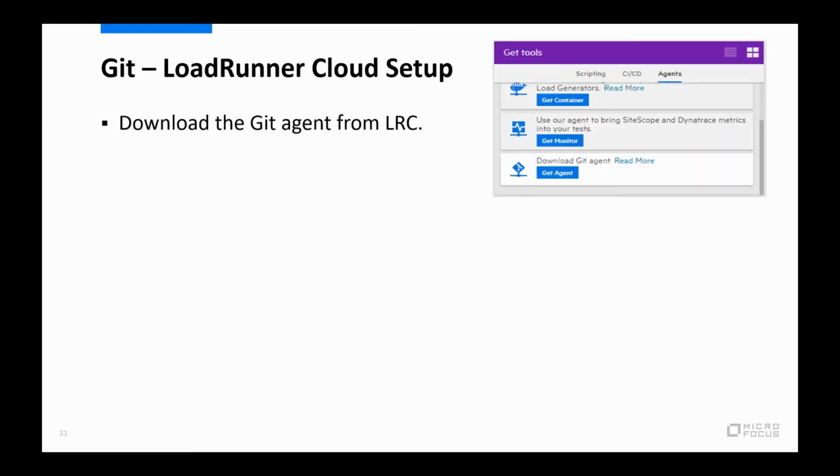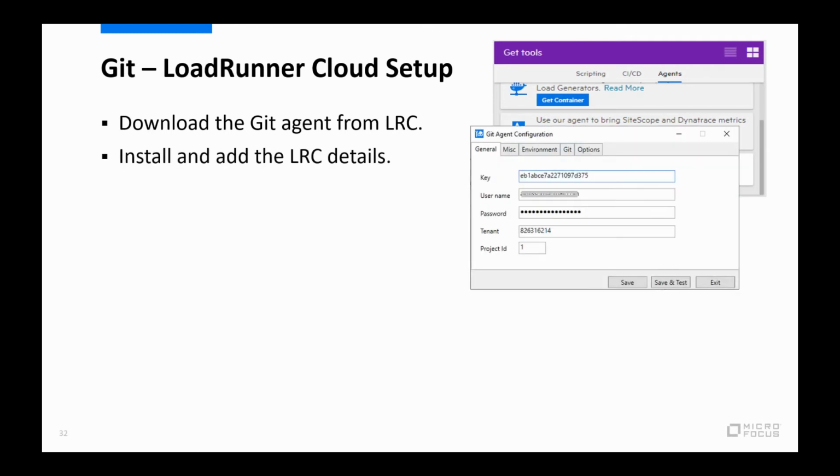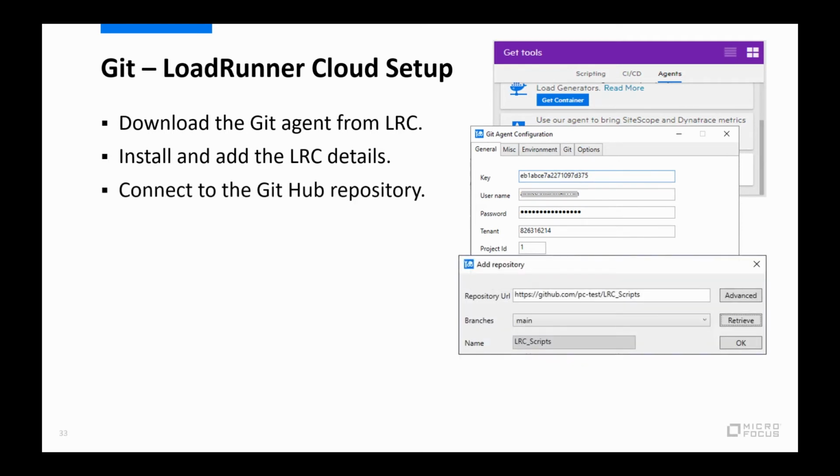If we then check what's needed on the LoadRunner Cloud side, we first need to download the Git agent from LoadRunner Cloud, and that is available in the Get Tools widget on the dashboard. We just install it and configure it with our LoadRunner Cloud details, and we then point it at the GitHub repository that we created earlier, and we are even using the public URL for that.